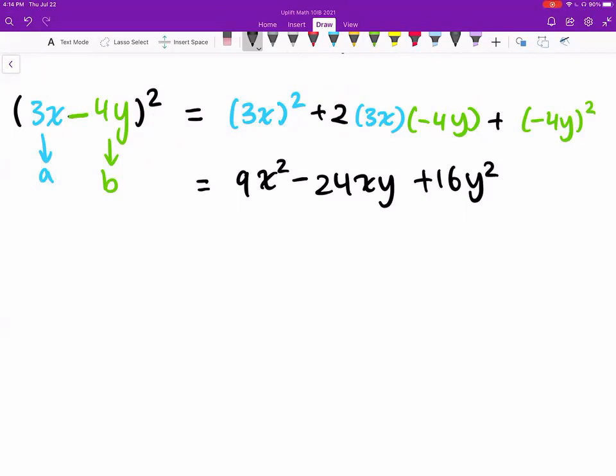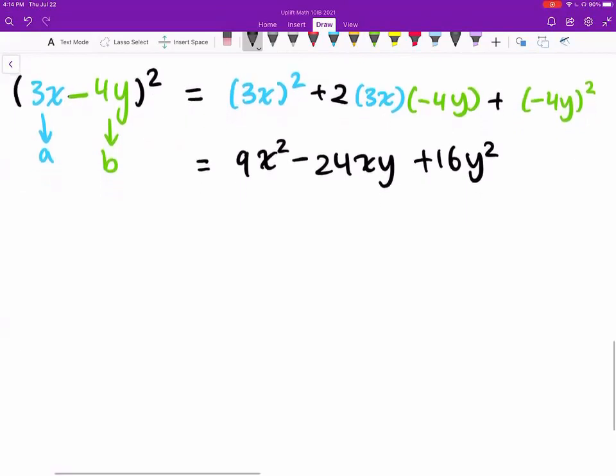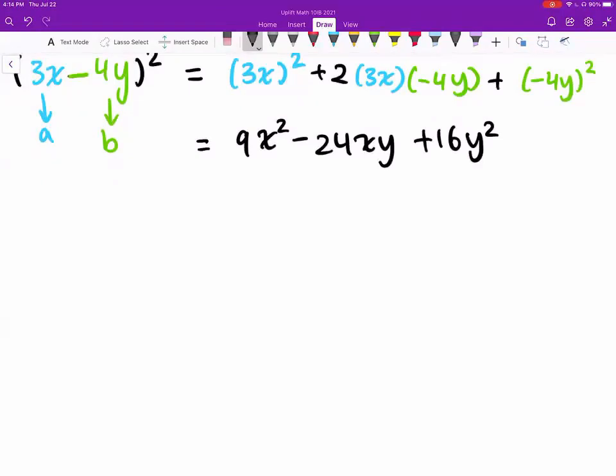You could do this perfectly fine if you use the FOIL method, but if you want to do it a little bit quicker by memorizing a formula, then you could also do it this way. But if you really prefer the FOIL method, you can go ahead and do that.